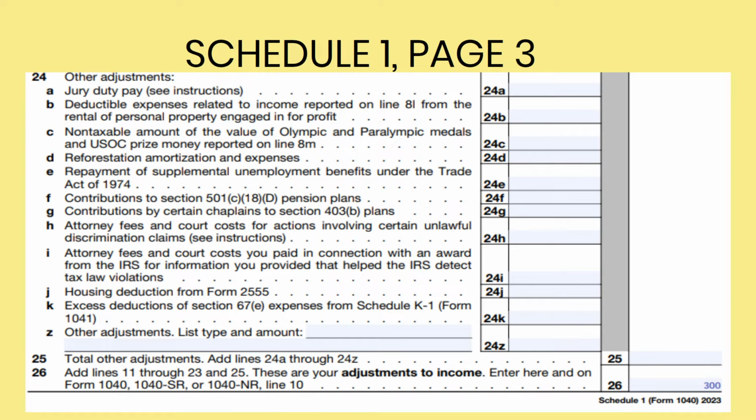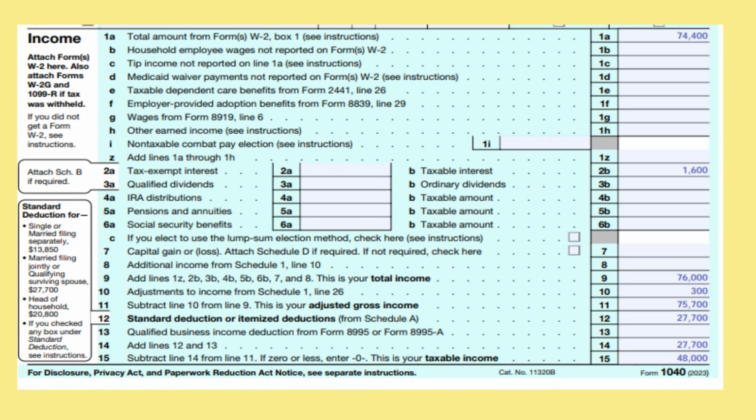Total this amount down on line 26 of Schedule 1 and carry this amount to line 10 of your Form 1040. On line 11, subtract line 10 from 9 to arrive at $75,700 for your adjusted gross income. On line 12, we will put the larger of the standard or itemized deductions.